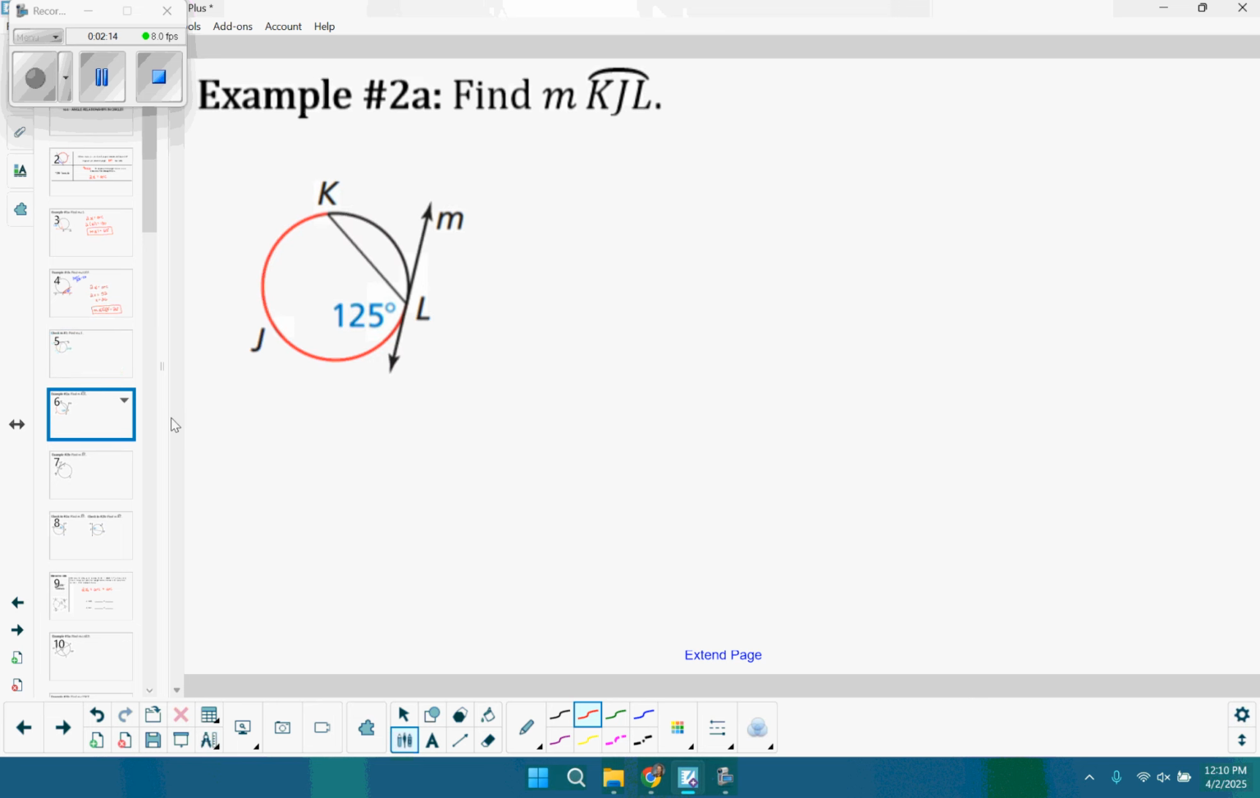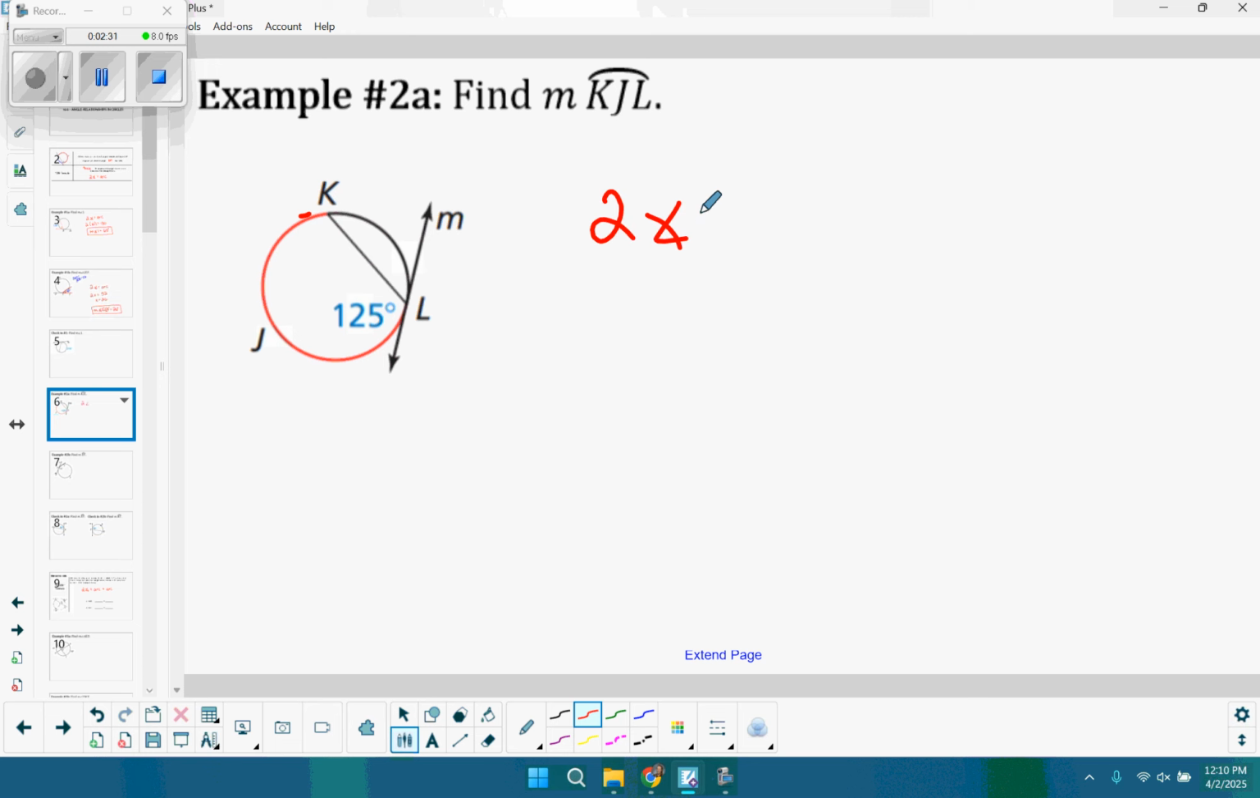For example 2A, we want to find the measure of arc KJL. So they've already put it in red for us. It's the arc that's on the same side as the angle. I know the 125 is the angle and not the arc because they've tucked it in on the picture. If it was the arc measure, they would have put it on the outside of the circle.